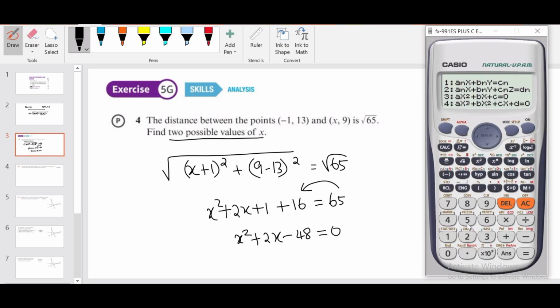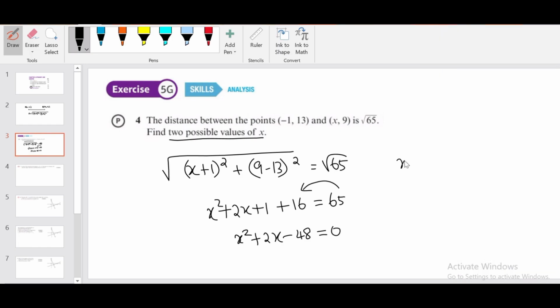Go to equation number 3. The coefficient of x square is 1, coefficient of x is 2, the constant term is minus 48. You get 6 and negative 8. So you need to write x is equal to 6 or x is equal to negative 8. But write one more step here: (x minus 6) times (x plus 8) is equal to 0.